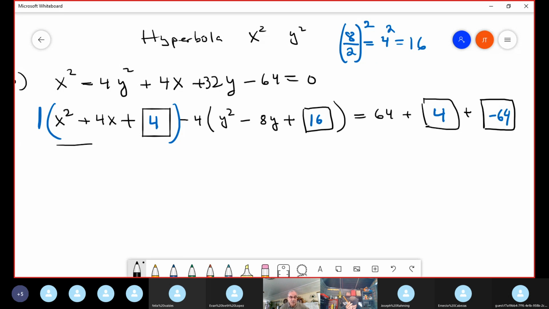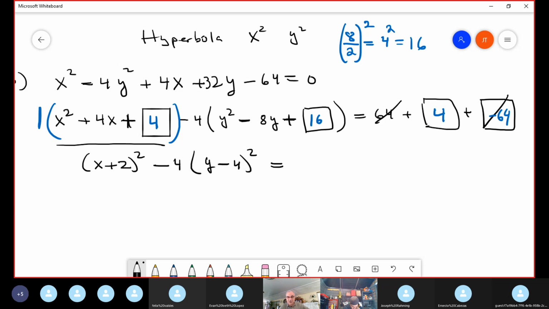The factorization of this part is (x plus 2) squared, minus 4. The factorization of the y part is (y minus 4) squared. Minus because it's minus here. And the second sign is always positive. If it's not positive, it's not a perfect square. This is an important condition. On the right hand side, 64 positive and 64 negative cancel, leaving only 4. Finally, divide everything by 4, because I need 1 on the right hand side.